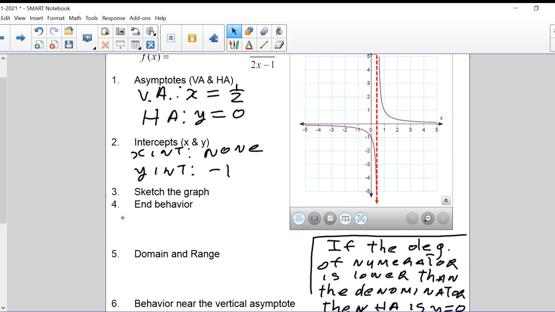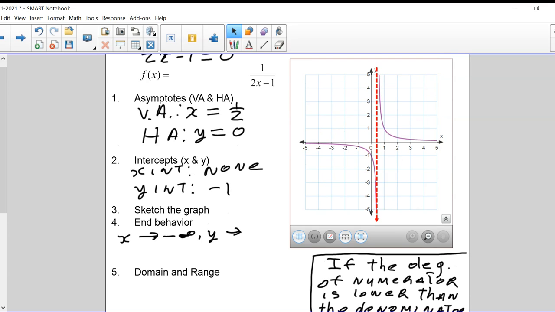So end behavior, as x moves to minus infinity, where is my y heading? Now that we've done this before, what do people think? As x moves to minus infinity, what's happening to my y's? So as I go further and further to the left, and you can see my mouse is moving this way, further and further out this way, y is approaching 0. Absolutely.